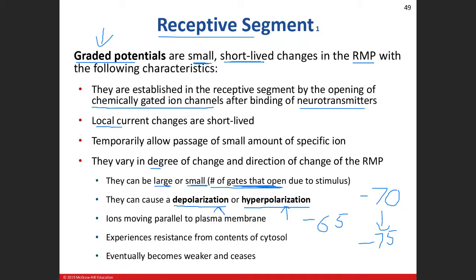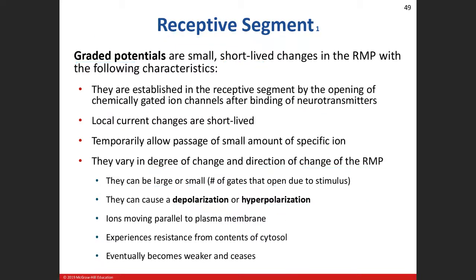They vary in degree of change and direction of change of the resting membrane potential, meaning it can make the plasma membrane less negative, which is saying it can make it more positive. That's what depolarization is. Or it can make it more negative. That's what hyperpolarization is. So these graded potentials can do one or the other. One of the things you have to understand is they move parallel to the plasma membrane. Simple. Here's the plasma membrane. The graded potential moves right along it.